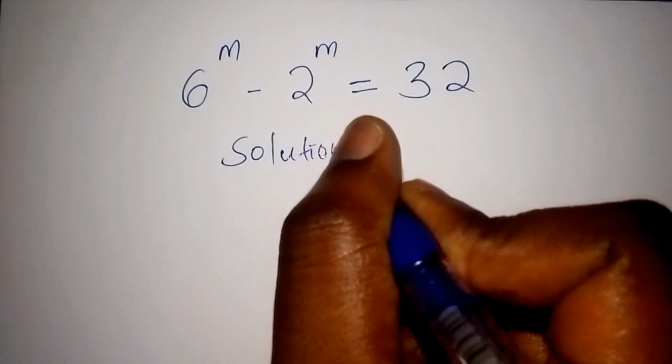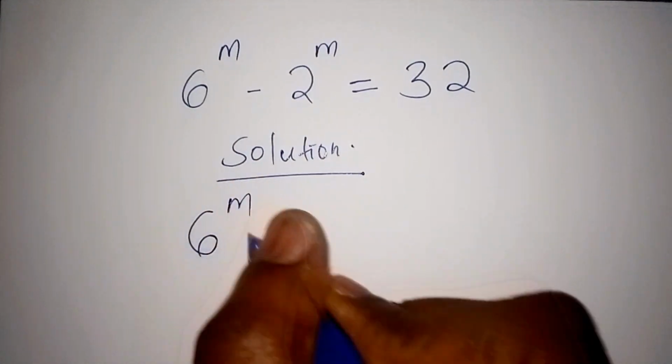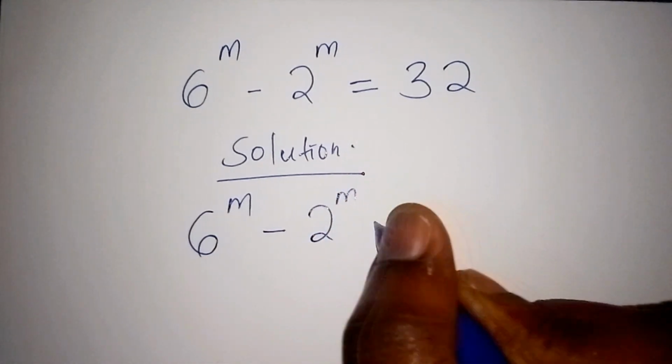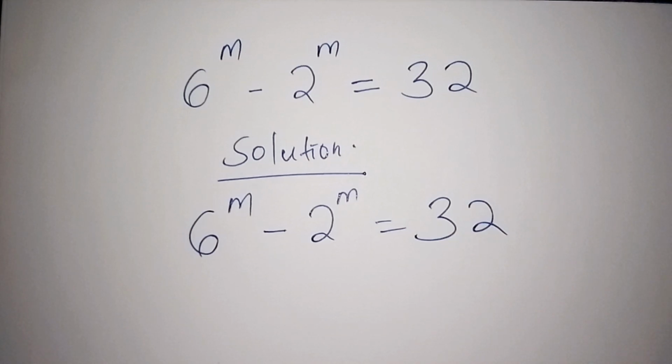In our solution, this is the maths problem that you're having: 6 to the power of m minus 2 to the power of m is equal to 32. So how do you work out this maths problem?